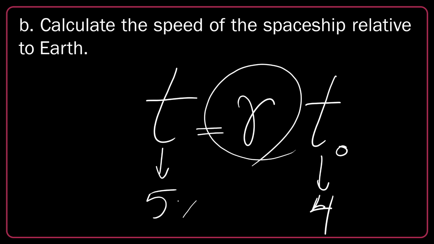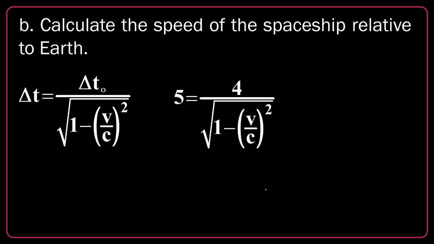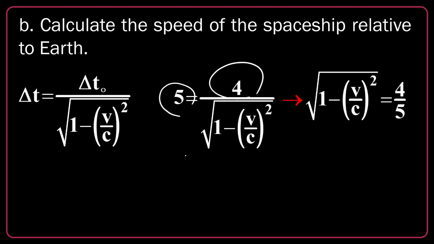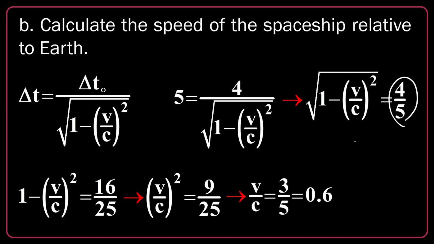In the gamma, V is hidden. So we will find the V. Again, as I mentioned, you should plug in the values and then proceed, reverse the fraction. This square root will be equal to 4 over 5. Then you can raise it to the power of 2, and then it's going to be 16 divided by 25. Make a change and then find V to be 0.6 c. V is 60% of the speed of light.